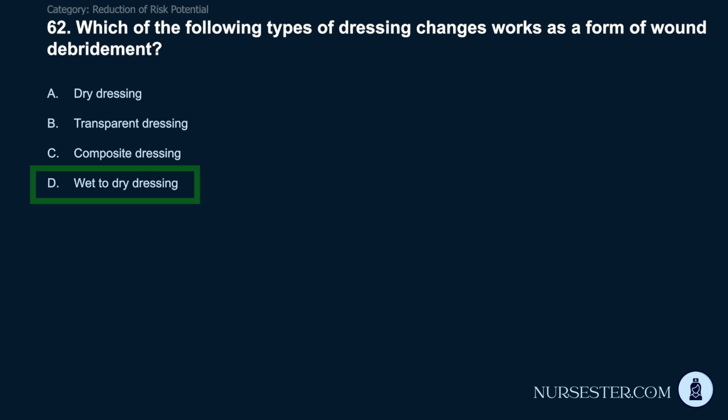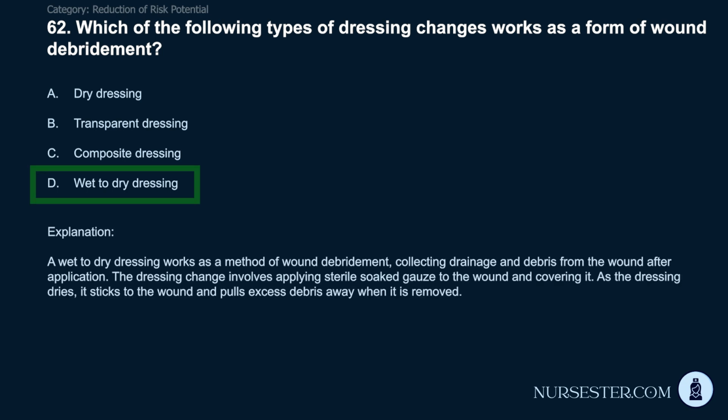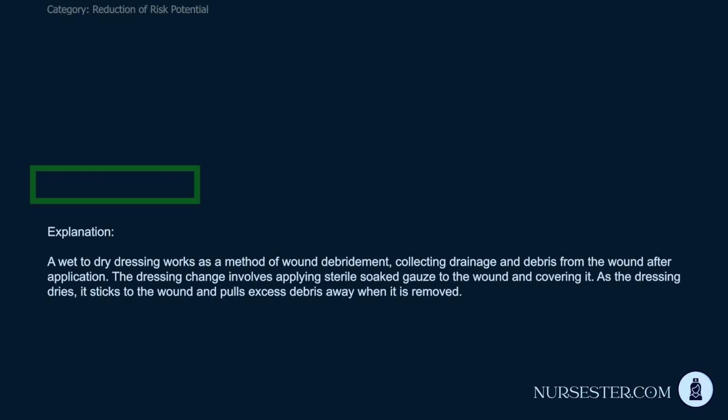Correct answer, D. Wet to dry dressing. A wet to dry dressing works as a method of wound debridement, collecting drainage and debris from the wound after application. The dressing change involves applying sterile soaked gauze to the wound and covering it. As the dressing dries, it sticks to the wound and pulls excess debris away when it is removed.